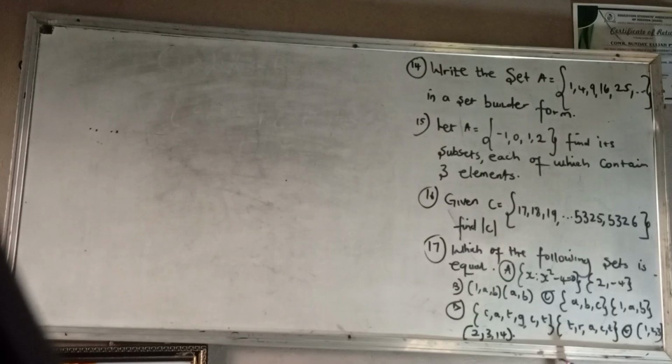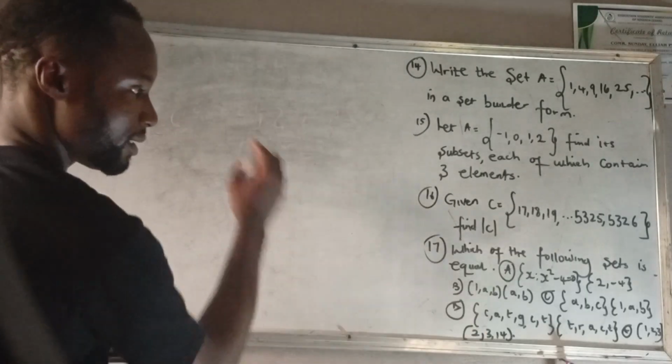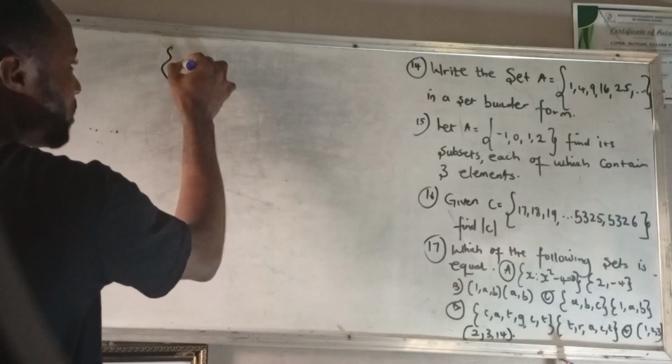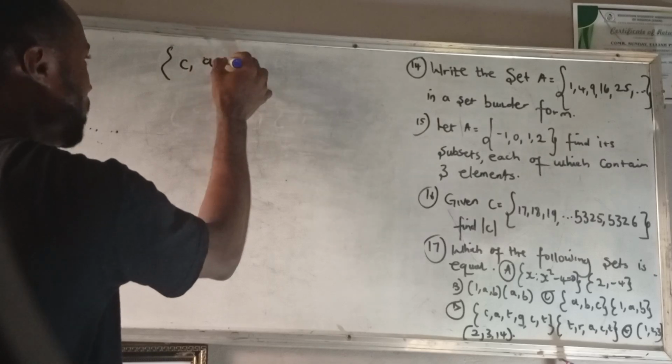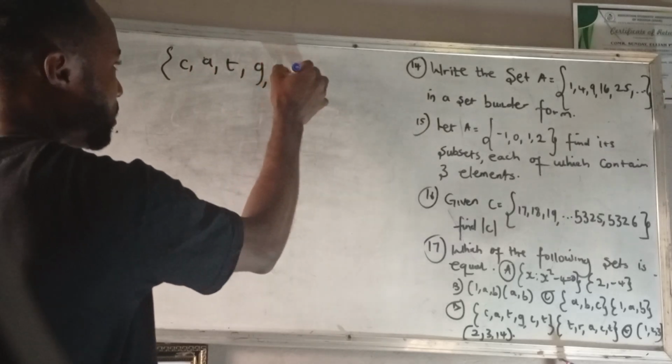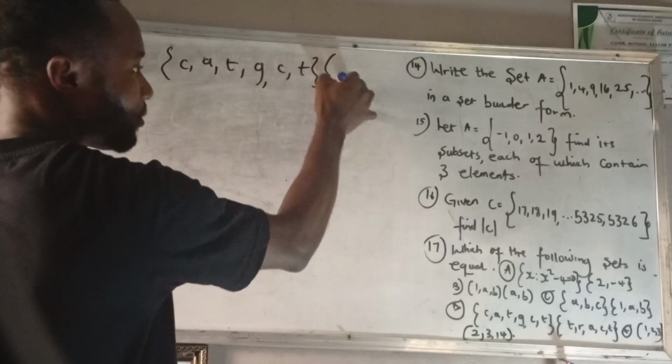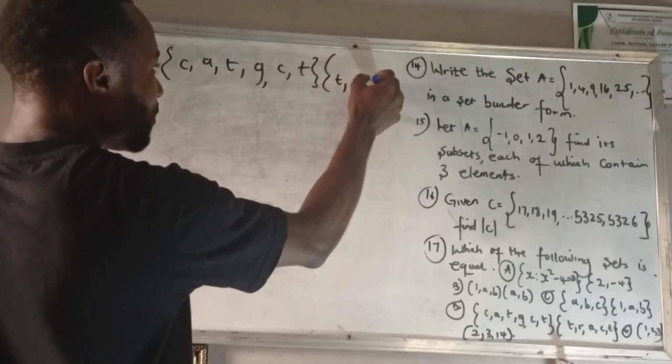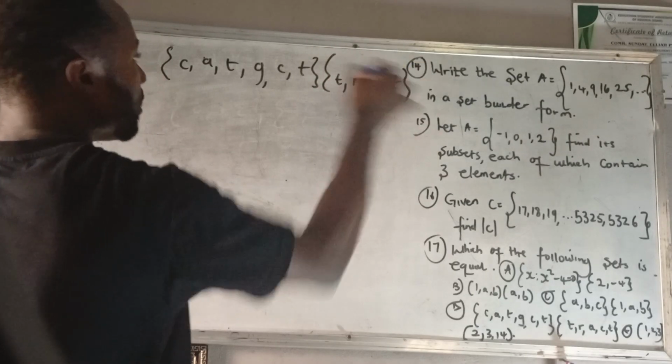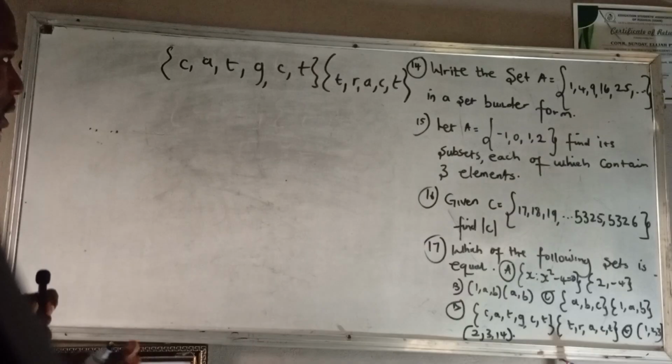So we move to the last one, D. D is given to be C, A, T, G, C, T. And this one is given to be T, R, A, C, T. Have you seen? Now, this set is supposed to be equal.